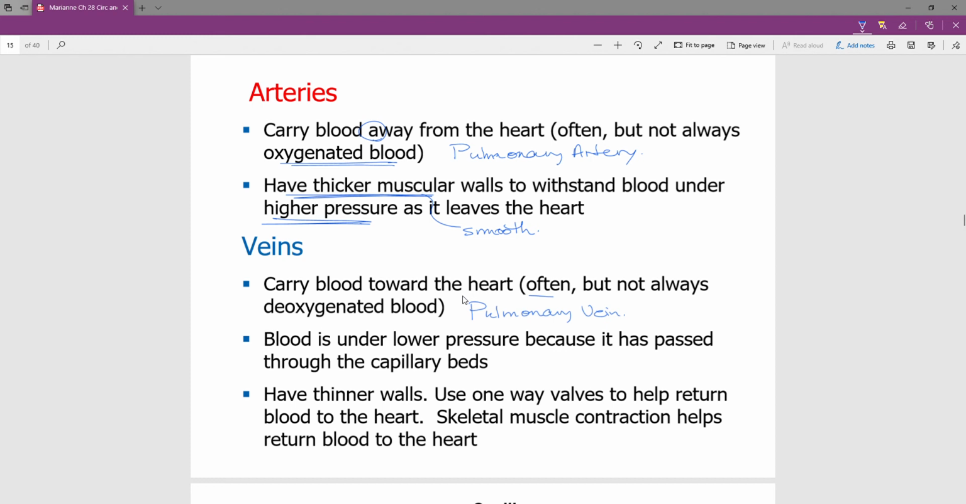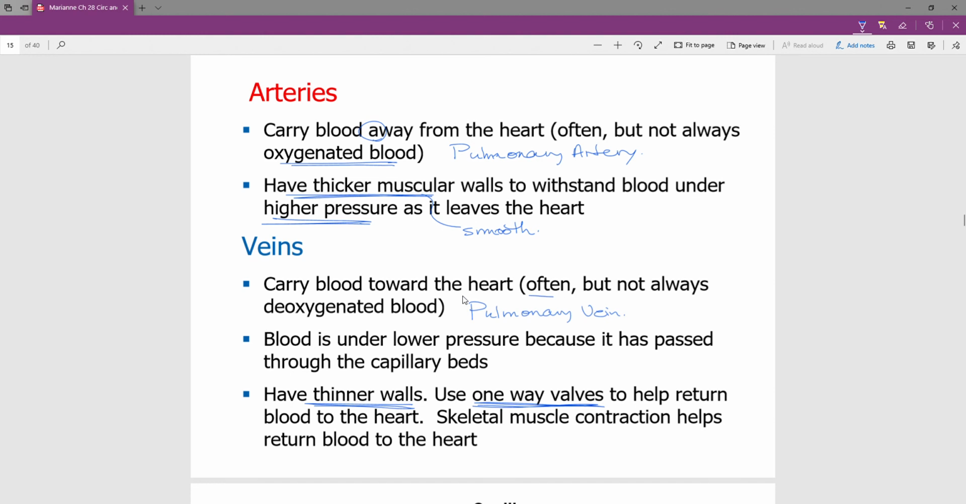Blood in the veins is under low pressure because it's already passed through the capillary beds and it's been stripped of all of its blood pressure. And so they don't have to have as thick a wall, so they have thinner walls. The other thing, because they don't have this pulse in them, you won't have a pulse in your veins. They don't have that pump. They don't have that high pressure. We have to prevent backflow again, and so we have more one-way valves to help blood return back to the heart.